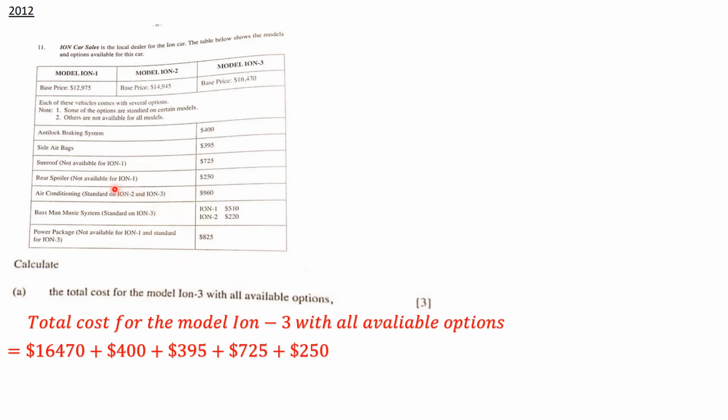Now the air conditioning comes standard with the Ion 3. The Bassman music system, we get that automatically for Ion 3. And the power package, we get that automatically for Ion 3. So these are the only things that we have to buy. Add them all up and we get $18,240. Okay, let's move on to the next question.